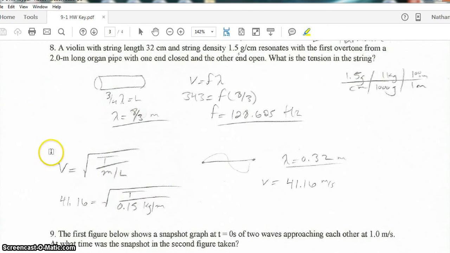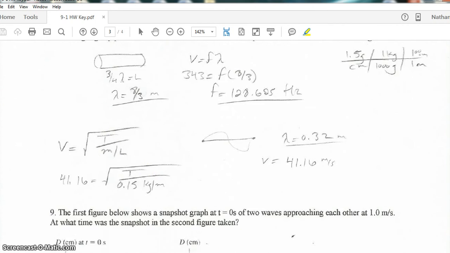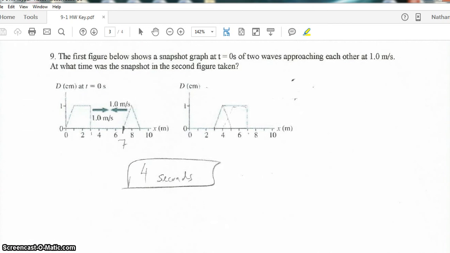This question, again, is probably one of the more difficult ones on here. Then the last question, or one of the last questions I'll probably get to in this part, and maybe I'll get question 10 in here as well. The first figure down here shows a snapshot at 0 seconds of two waves approaching each other. At what time was the snapshot in the second figure taken?